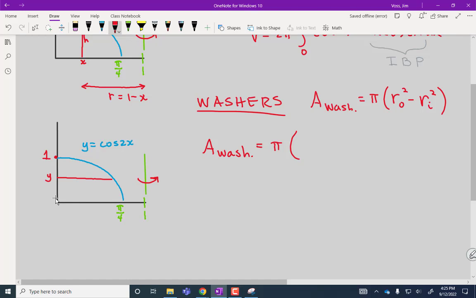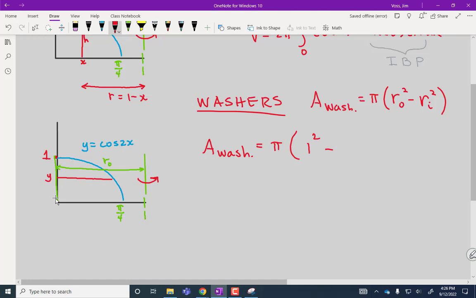What do you think the outer radius is? 1. Good. So the outer radius is going to be from the left curve all the way over to the axis. That's the outer radius. Right? Because the left curve is just this axis right there. The right curve is the cosine. We're going all the way over to the furthest edge of our region. Okay, so that's 1, and 1 squared is 1.